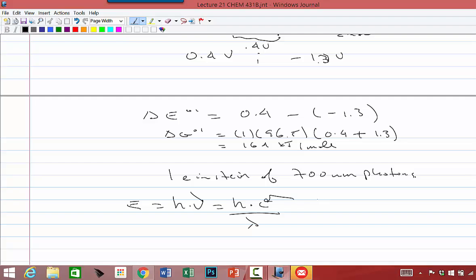I know that that's a constant. That's going to be 3.0 times 10 to the 8th meters per second. Planck's constant is 6.626 times 10 to the minus 34 joules multiplied by seconds. And this, lambda, is given as 700 nanometers. So we just have to make sure that our units are going to cross out correctly.